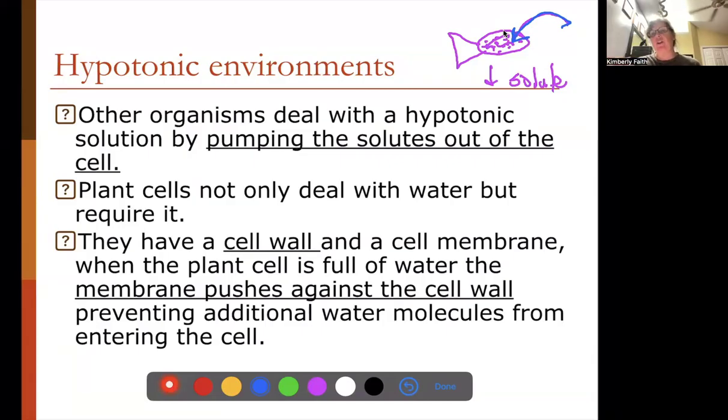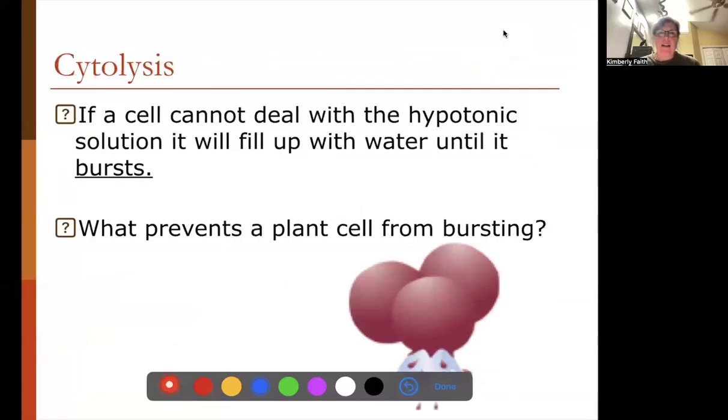And then as soon as we start using that water in photosynthesis and stuff, the cell membrane is not as tight and we'll get more water in there. Now, like I said, animal cells, they're going to have a problem. What's going to happen is you're going to have that water going into the cell until it bursts. You do not want your red blood cells to burst. If they do, you cannot carry oxygen. Game over, you're dead. Right?